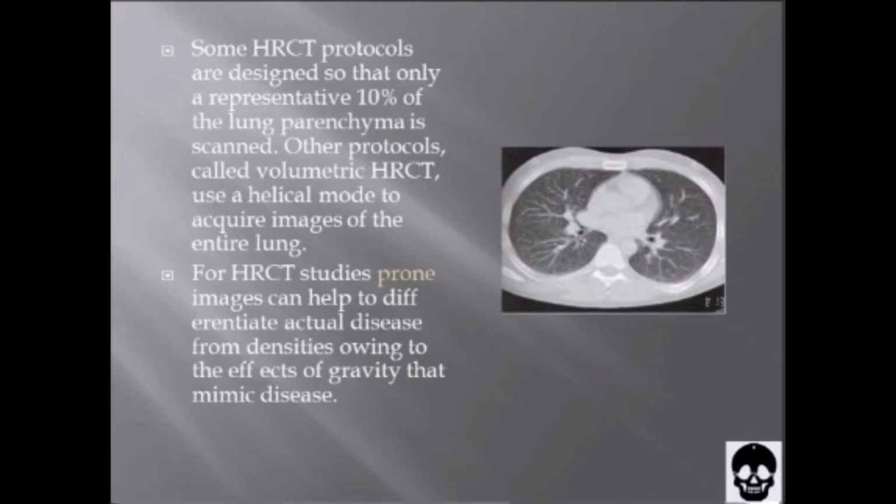For HRCT, or high-resolution CT studies, prone images can help to differentiate actual disease from densities owing to effects of gravity that mimic disease. An additional series of prone images can help to differentiate actual disease from what is not. Expiratory scans are used to look for areas of the lung that do not empty or get smaller, which indicates small airways disease.